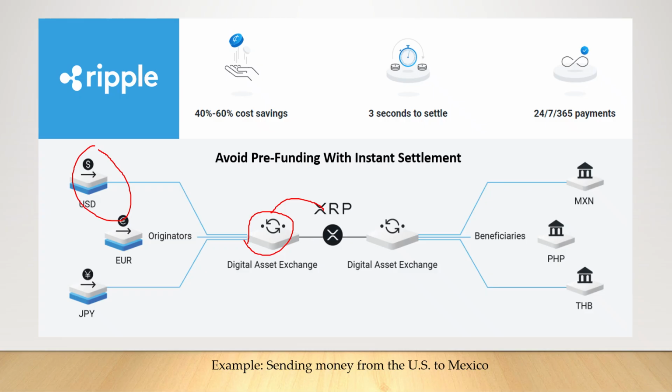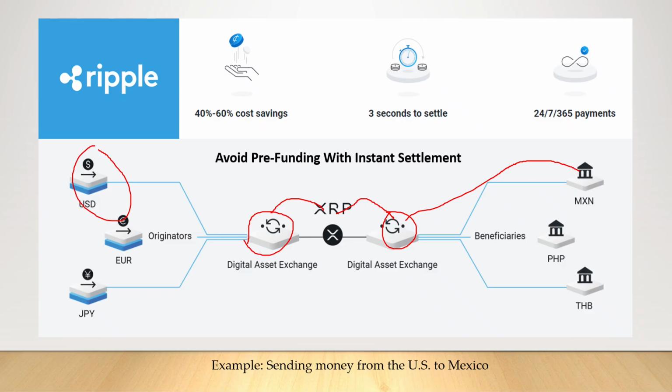Then XRP is converted into Mexican pesos on a local exchange. So our XRP goes to the local exchange and it's converted to the Mexican peso right here. And then funds are delivered directly to the recipient. So whoever the money is being sent to, that's where it goes. XRP is only held for seconds, so price volatility risk is minimal.